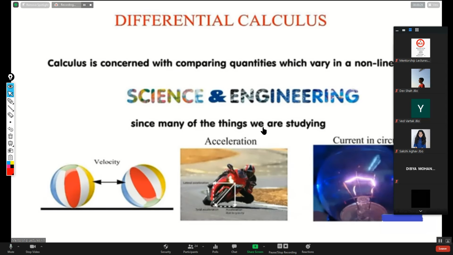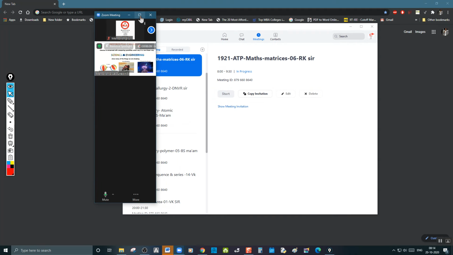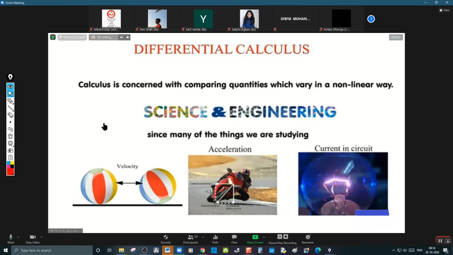Let us see some problems that are remaining in matrices and determinants. Few problems are remaining. We will finish them and we'll move on to differential calculus.